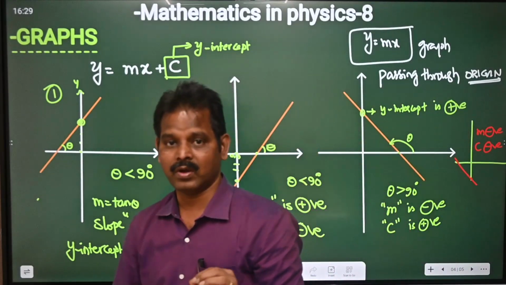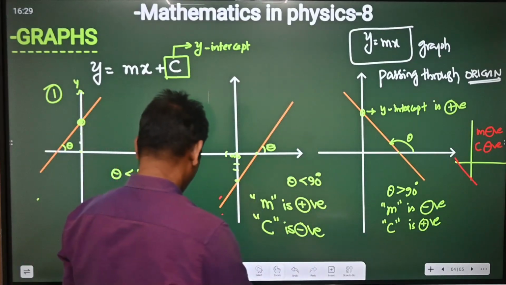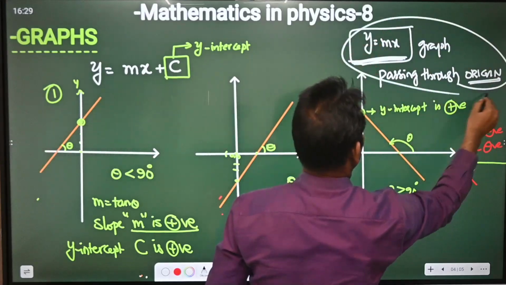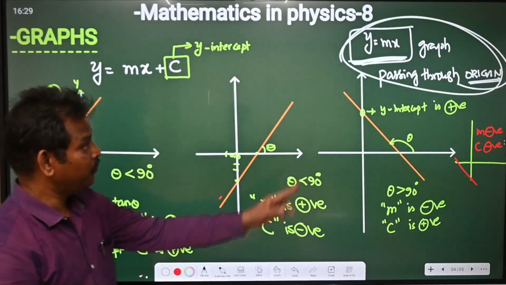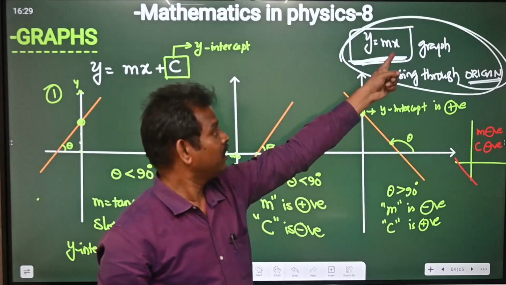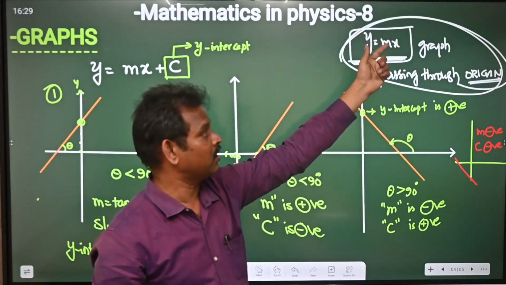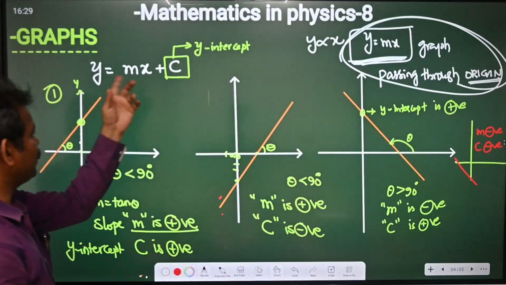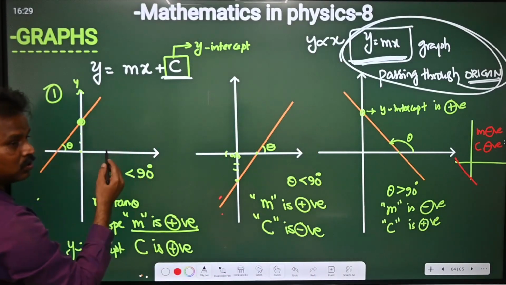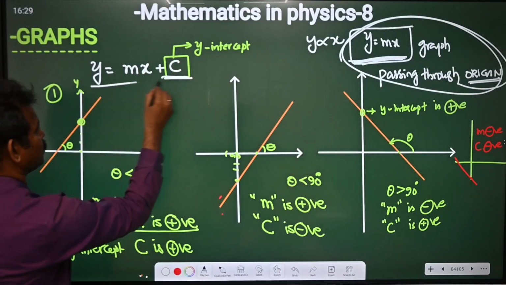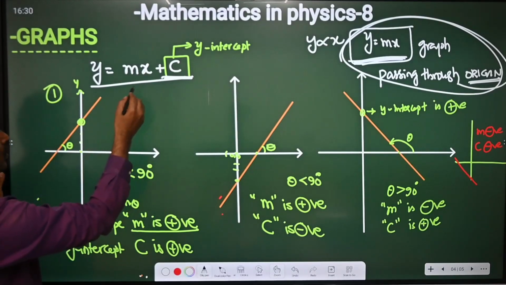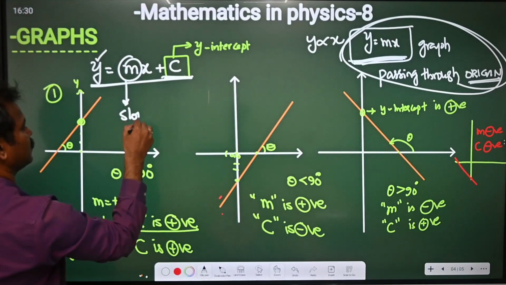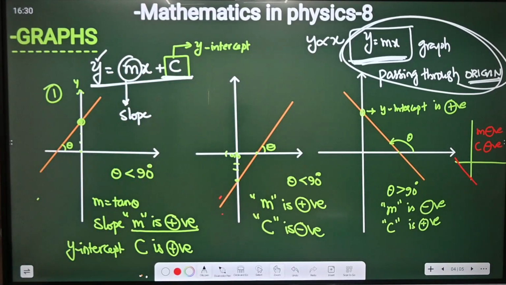And please remember, whenever y is equal to mx is given, students, the y is equal to mx graph always passes through the origin. If the x value is doubled, the y value is also doubled. If x is made 10 times, y is also made 10 times because here we can say y is directly proportional to x. But here we cannot say that because we have an intercept. So a direct relation is not there, but still it is a straight line. y is equal to mx plus c, where y is the y coordinate, m is the slope of this one, and c is the y-intercept.